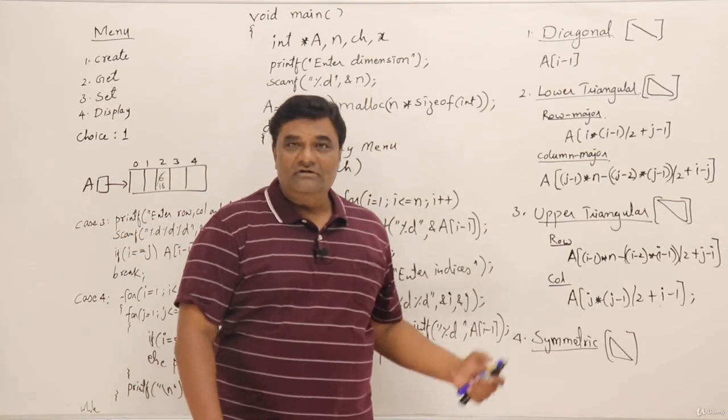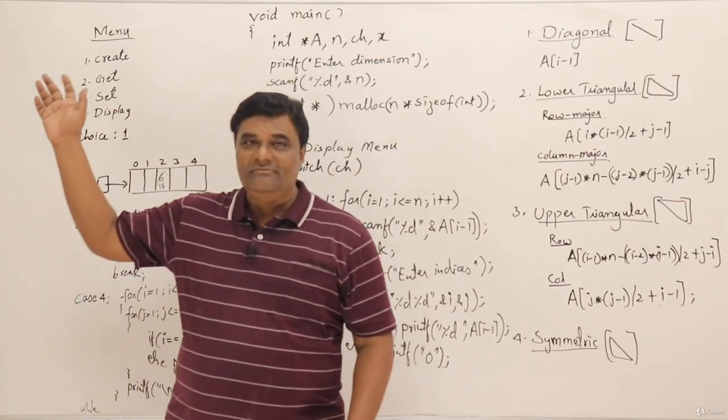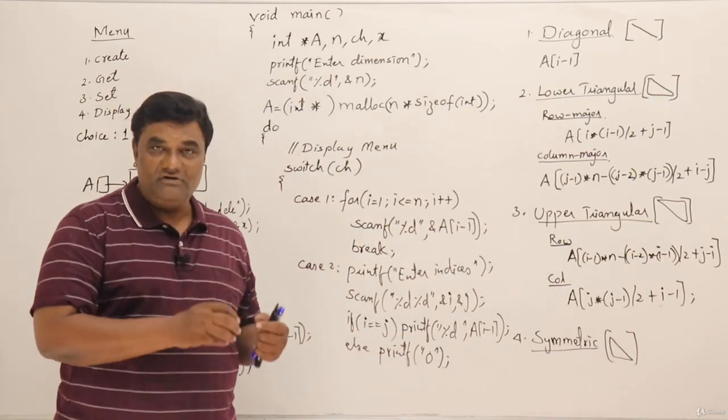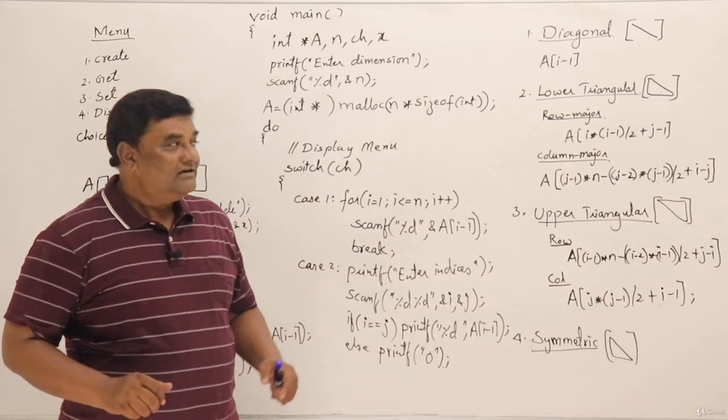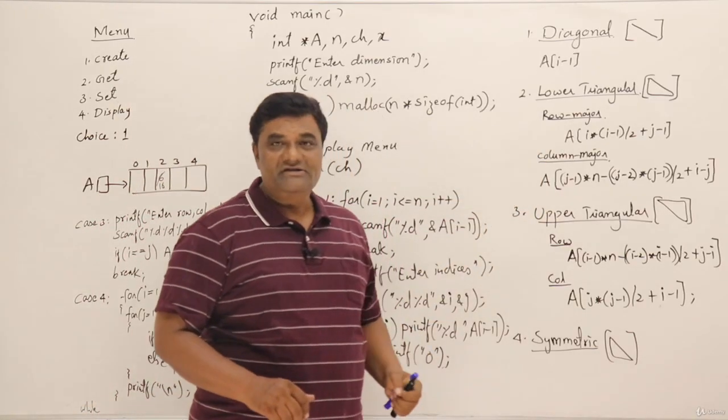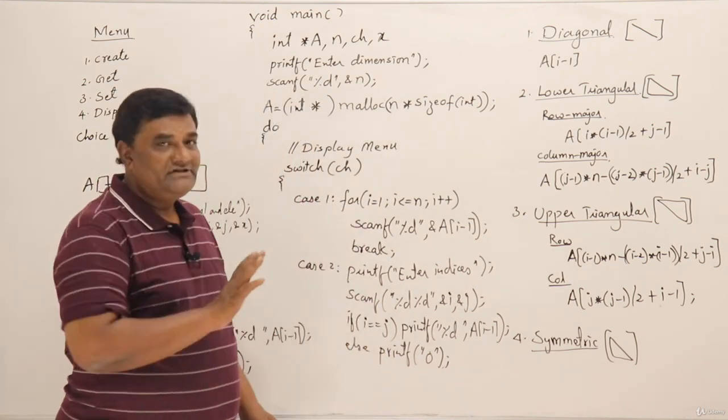Now for lower triangular also, I want to provide the same options in the program. So the working of the program will be the same, but it will be for a lower triangular matrix. In a lower triangular matrix, there are two formulas, row major and column major. So if we take the row major formula, then here the formulas will change.